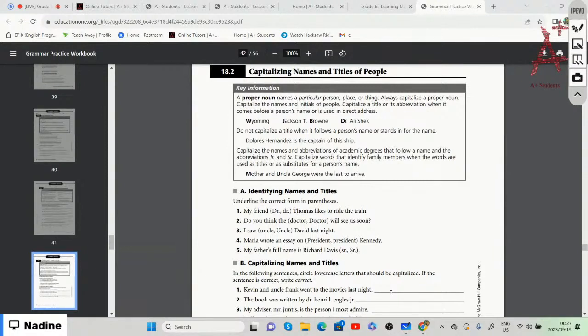And there we have a few examples. The name, surname, T. Brown, Doctor, Mr., Miss, right? So now, you should not capitalize a title when it follows a person's name or stands in for the name.